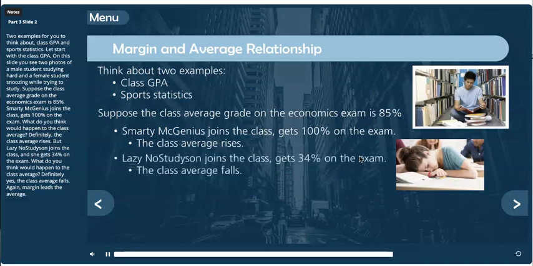But Lazy No-Study Sonja joins the class and she gets 34% on the exam. What do you think would happen to the class average? Definitely, the class average falls. Again, margin leads the average.